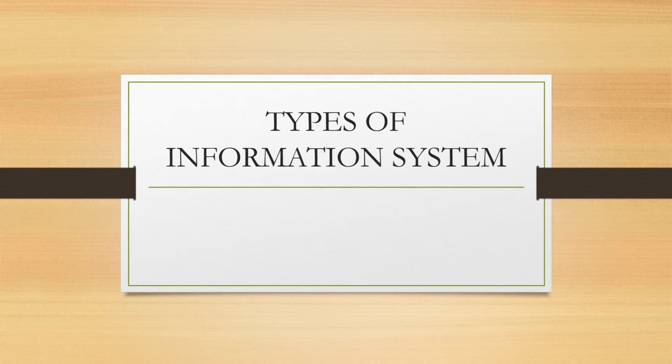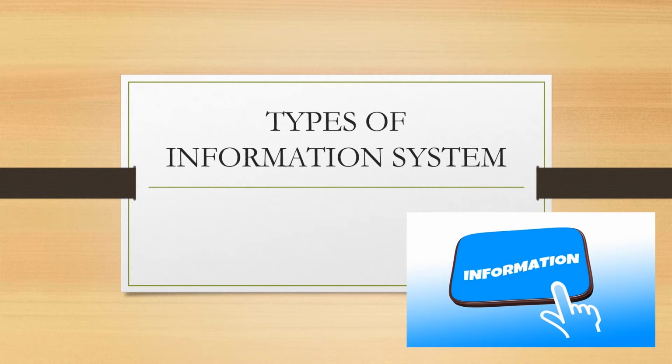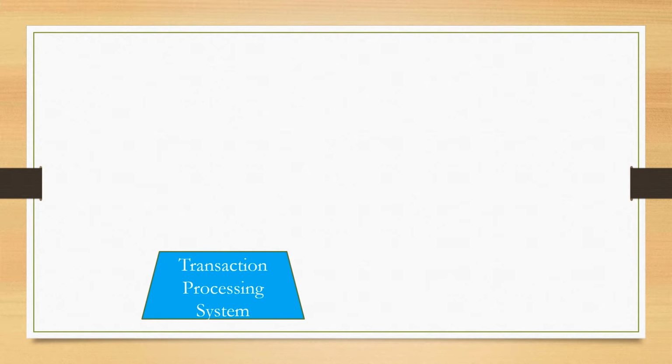Now moving to the types of information system. First one is transaction processing systems. These types of processing systems serve the people in the operation level of an organization. It collects and stores information about transactions and controls some aspects of transactions. A sale of an item in the store is an example of a transaction.